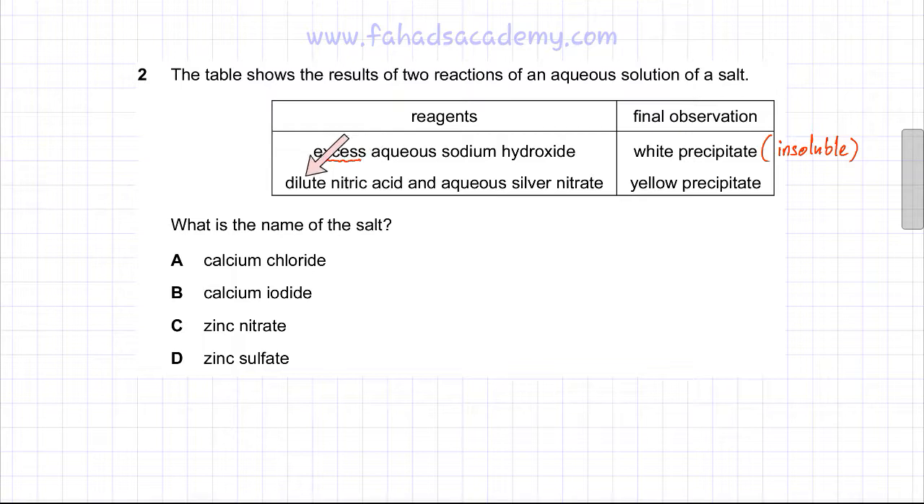And in the next step, he added dilute nitric acid, and aqueous silver nitrate was added, and a yellow precipitate was formed. And he's asking what is the name of this salt. Now if you look at the options, the two cations that are given, one is a calcium ion, so you have a choice between calcium ions or zinc ions. So if you look at the options, this is calcium ion, this is also calcium ion, zinc ion, zinc ion. So two options contain calcium ions, two contain zinc ions.